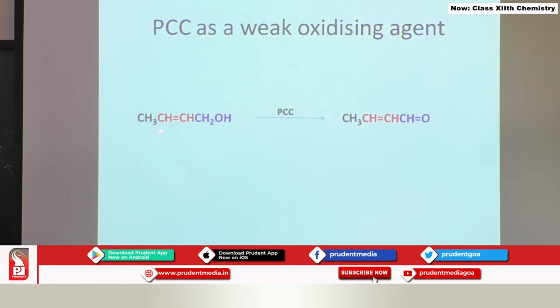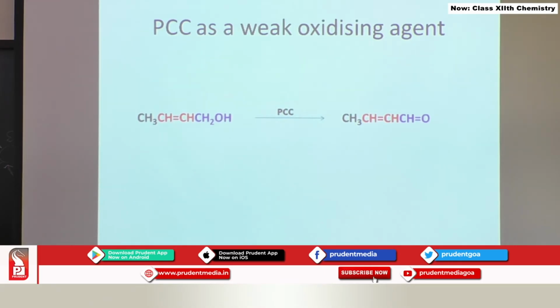Another important use of pyridinium chlorochromate here is that, see, in this particular compound there are two sites of reaction. One is the alcoholic group where the reaction can occur, and the second one is CH double bond CH. Here also oxidation can occur. If you make use of PCC, then the reaction is going to occur only at the alcoholic group. That means the CH2OH group will get converted into CH double bond O group, that is aldehydic group, and the double bond is going to remain intact in the final product also. In such conditions, if you want this desired product, then you are going to make use of pyridinium chlorochromate as an oxidizing agent.